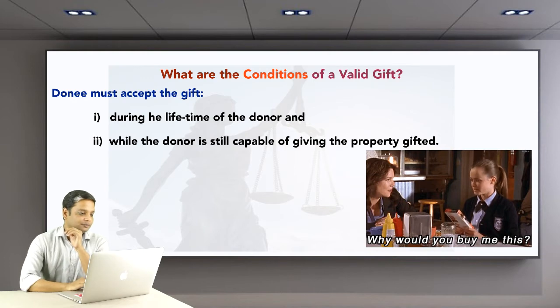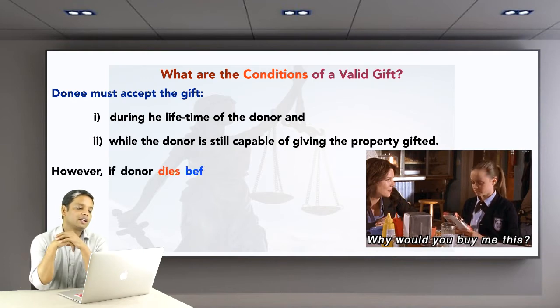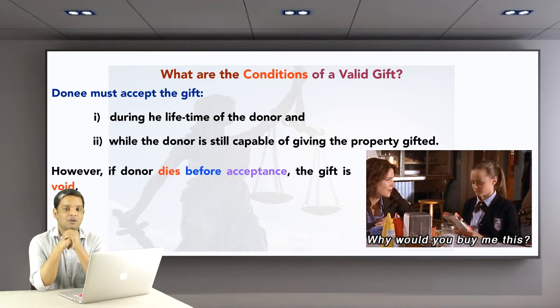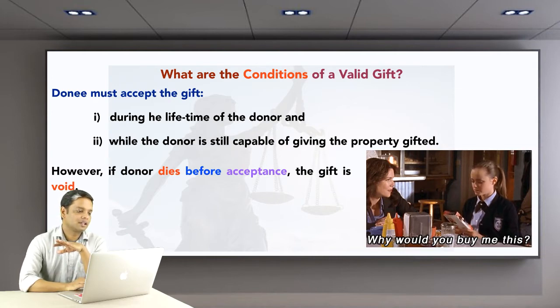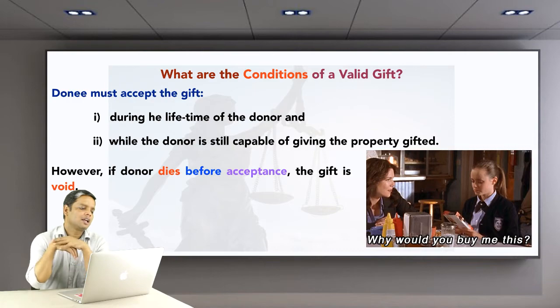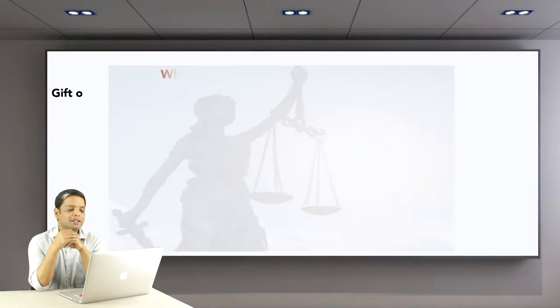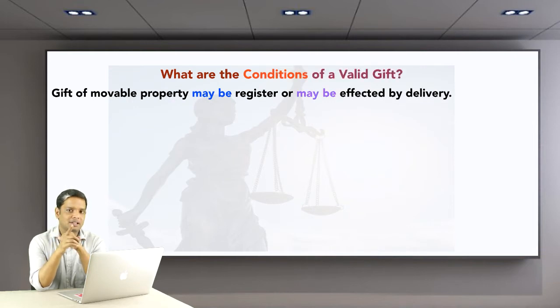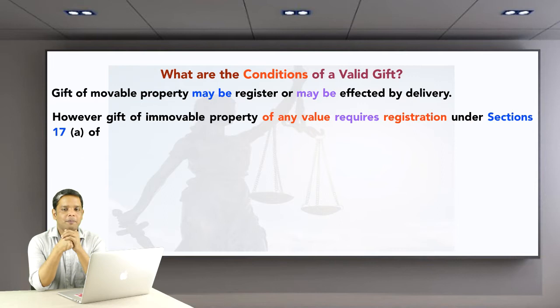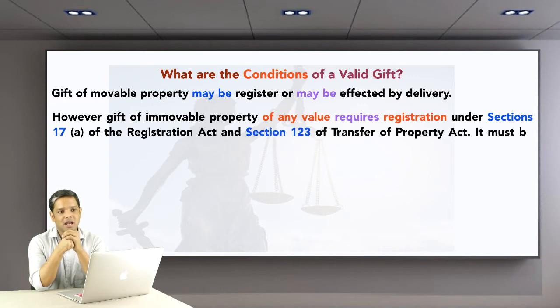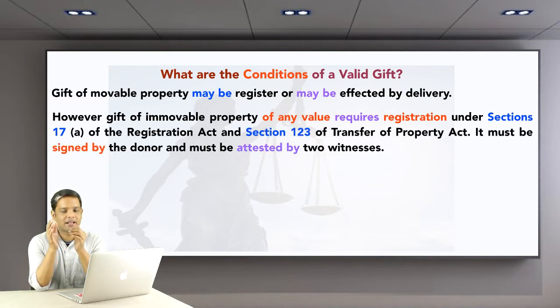Next one is, however, if donor dies before acceptance, the gift is void. We have discussed that. Now, let's check out some more points regarding the valid gift. Gift of movable property may be registered or may be effected by delivery. We have discussed above that if it is immovable property, then it has to be registered. Essentially, when its value is less than 100 rupees.